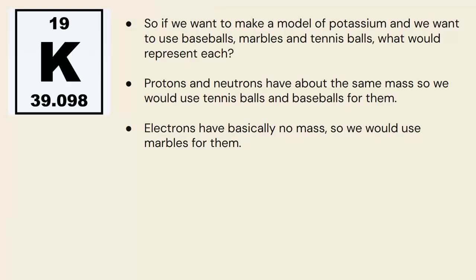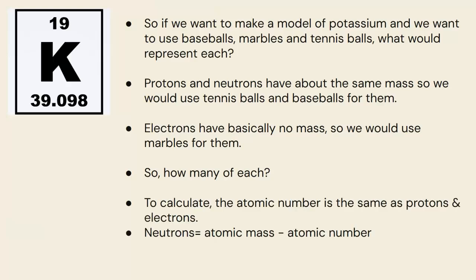So if we're looking at potassium here, how many protons and electrons would I have? Remember, the top number up here always tells us how many protons and electrons we have in a neutral atom. So in this case, we would have 19 protons and 19 electrons. And then to get neutrons, we take the bottom number, which is 39, minus the top number, 19, which would be 20. So for protons, you would have 19 tennis balls. I would have 19 marbles because that would be my electrons, and 20 baseballs.